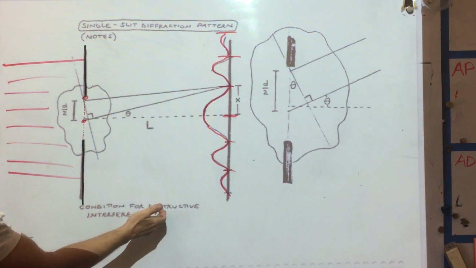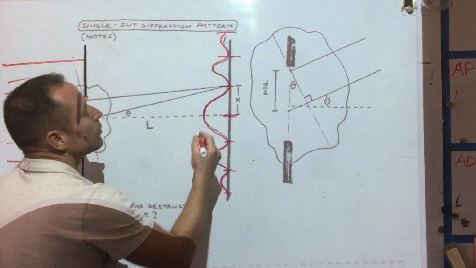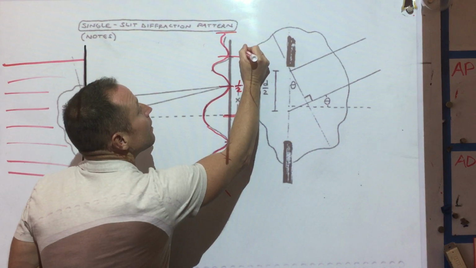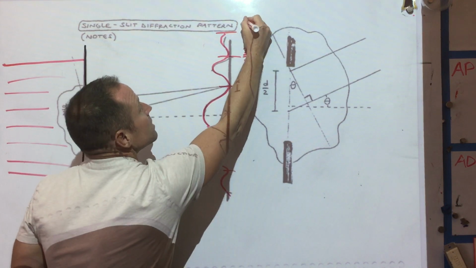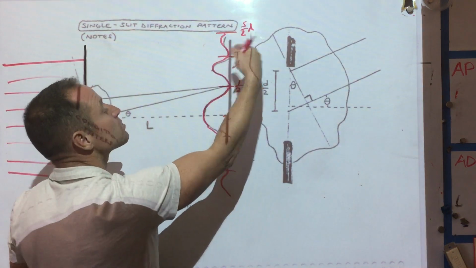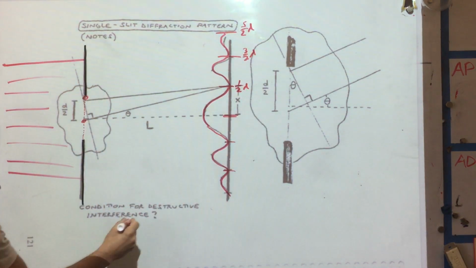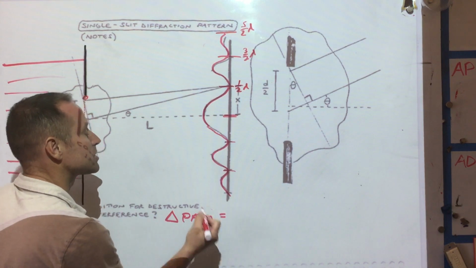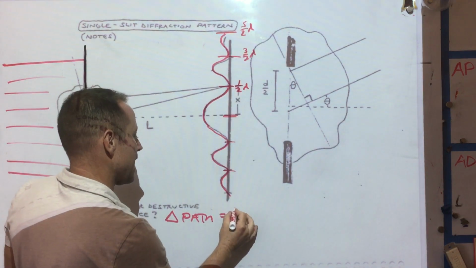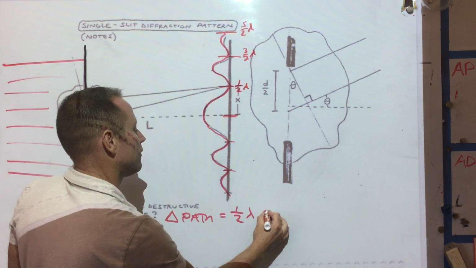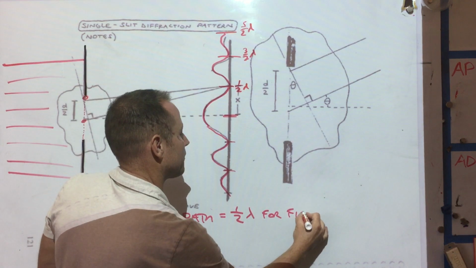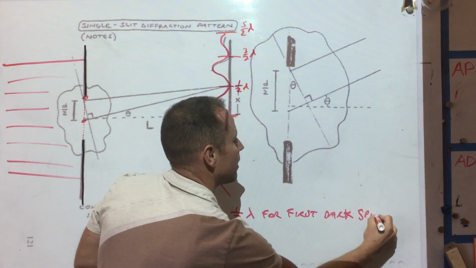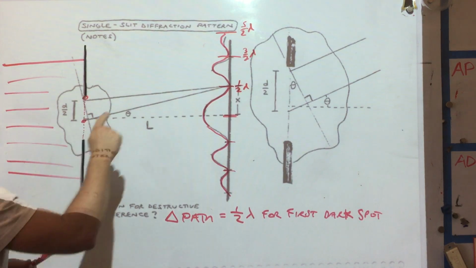Why would it be dark at that place? When you're here, your delta path would be half lambda. Here it would be 3/2 lambda, and so on, 5/2 lambda up here, or n plus 1/2 lambda for dark spots. So our condition for destructive interference is delta path equals, for the first dark spot, half lambda. So it's half a wavelength there.